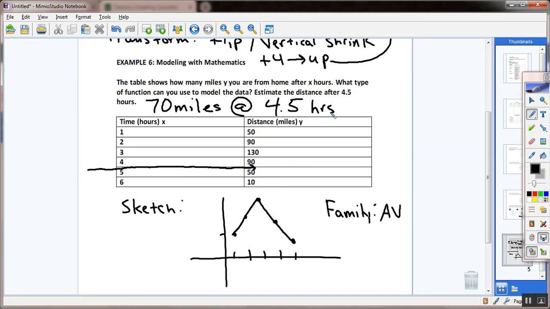It appears to be an absolute value family. It says the table shows how many miles, y, you are from your house after x hours. What type of function can you use to model the data? Absolute value. If we know what's absolute value, then we can look at this and say, well, absolute values are linear on both sides. So we can say, well, 4.5 is right in the middle of 4 and 5 hours. That means 70 is right between. So you're about 70 miles from home after 4.5 hours.